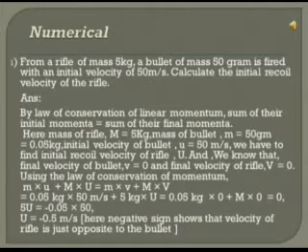Here, 5u is equal to minus 0.05 into 50. Then u is equal to minus 0.05 meter per second. Here the negative sign indicates that the velocity of the rifle is just opposite to the bullet.